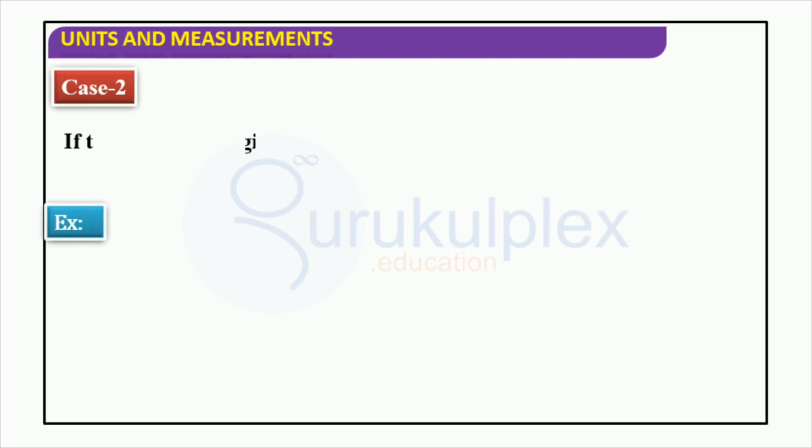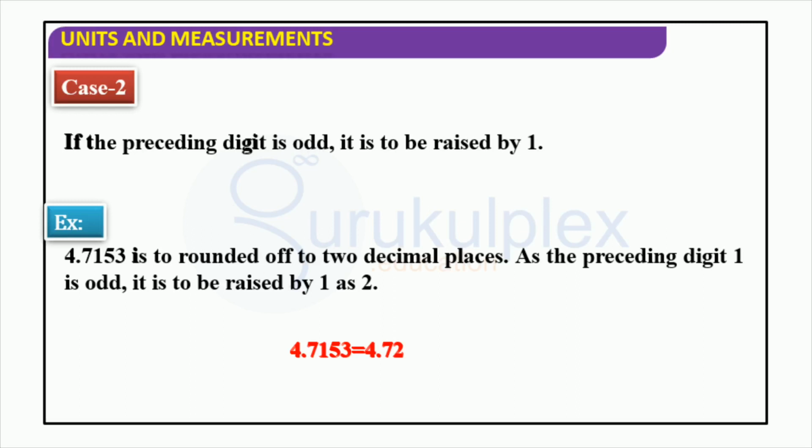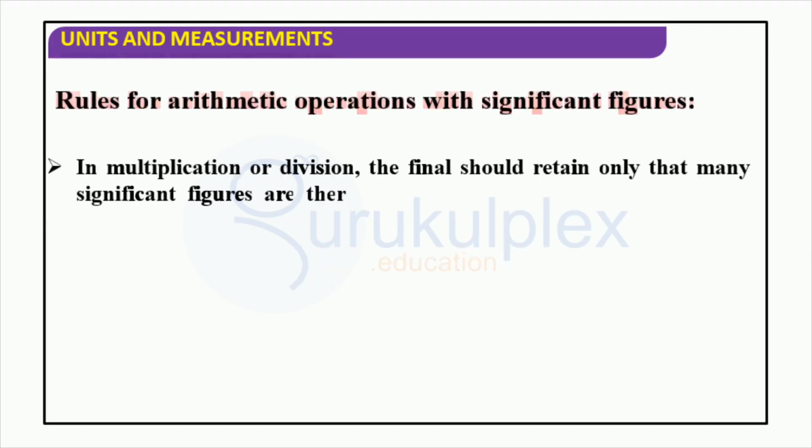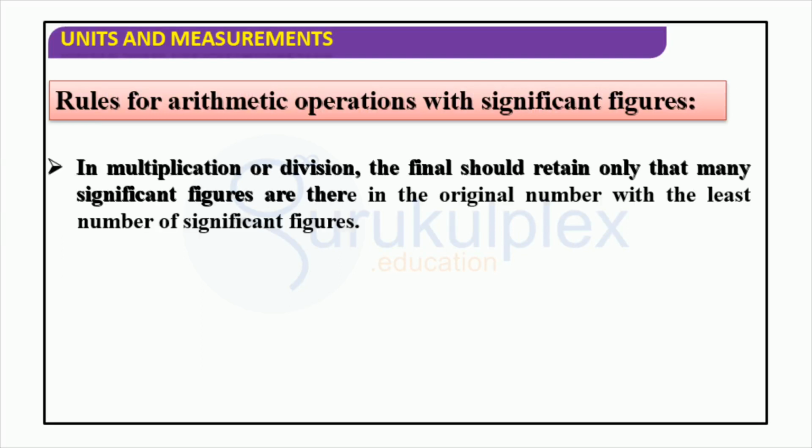Identify the preceding digit in the number, and if the preceding digit is an odd number, add 1 to it. For instance, 4.7153 would have 1 as the preceding digit, an odd number, so when rounded off to 2 decimal places, it would be 4.72. It is important to remember that when multiplying or dividing numbers with significant figures, the result should retain the same number of significant figures as the original number with the least significant figures. This will help keep the outcome as precise as possible.